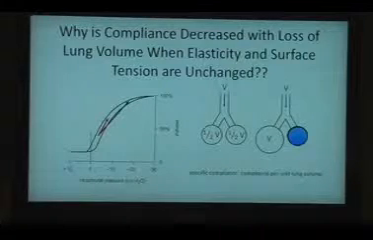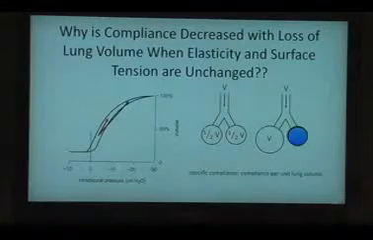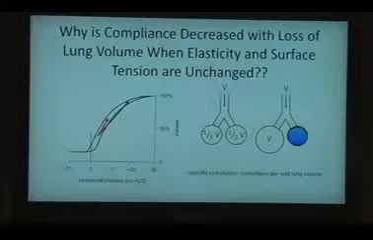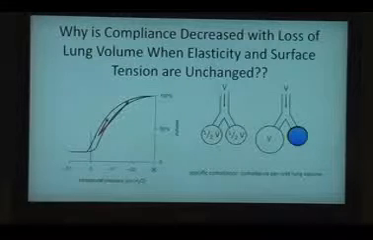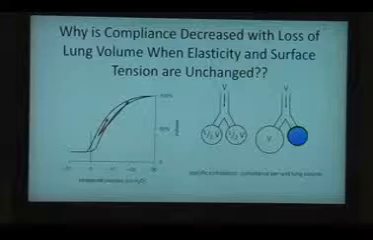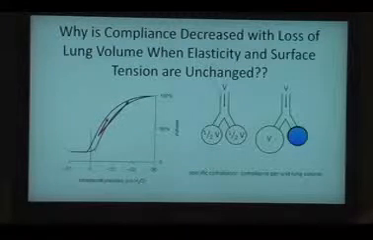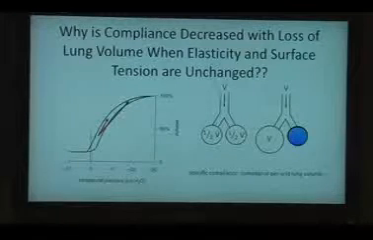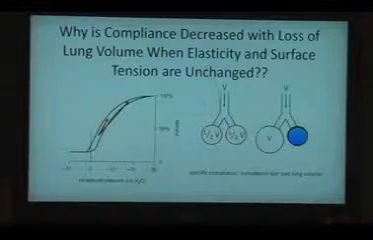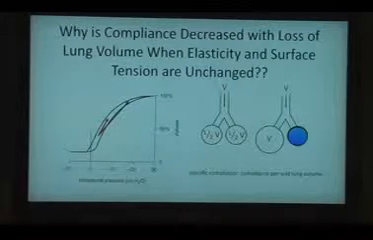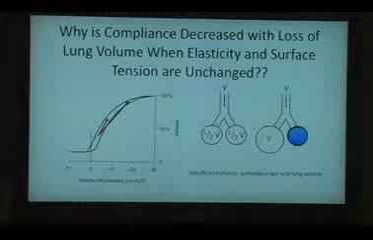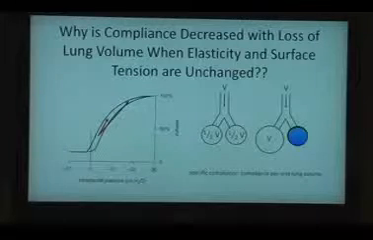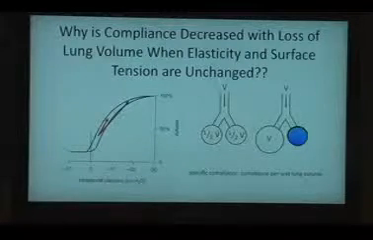Now we think about the pressure-volume relationship of the lungs. It also helps us to understand why the compliance is decreased with a loss of lung volume. So the question that comes up sometimes is, well, why does the compliance decrease when lung volume decreases if we haven't changed the elasticity of the lungs and we haven't changed surface tension and so forth in the lungs? Why is it that simply a reduction in lung volume, such as with consolidation or atelectasis, should result in compliance decreasing? Well, here I think is the explanation for that.